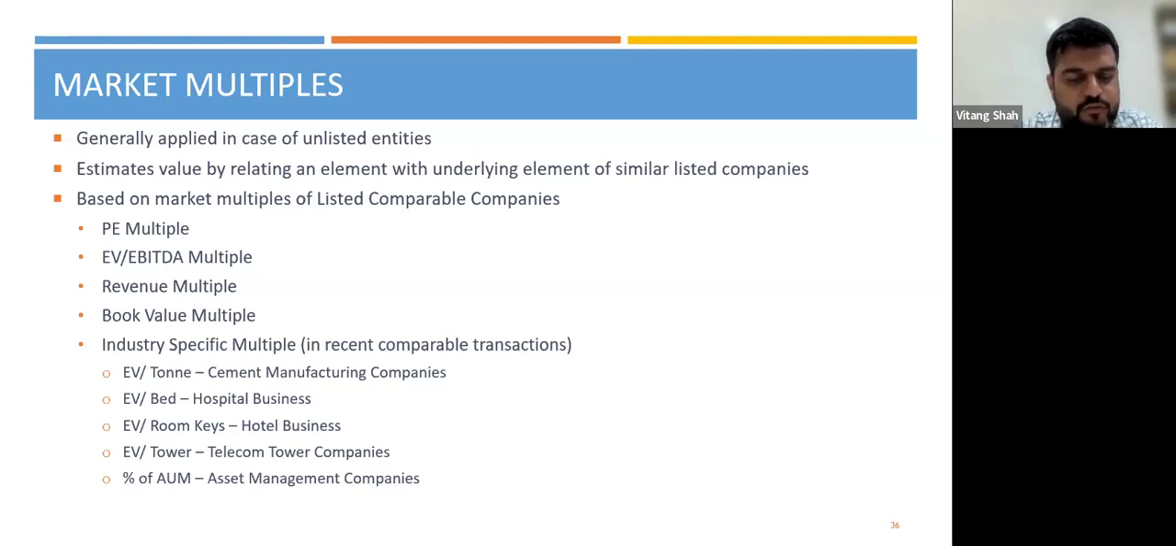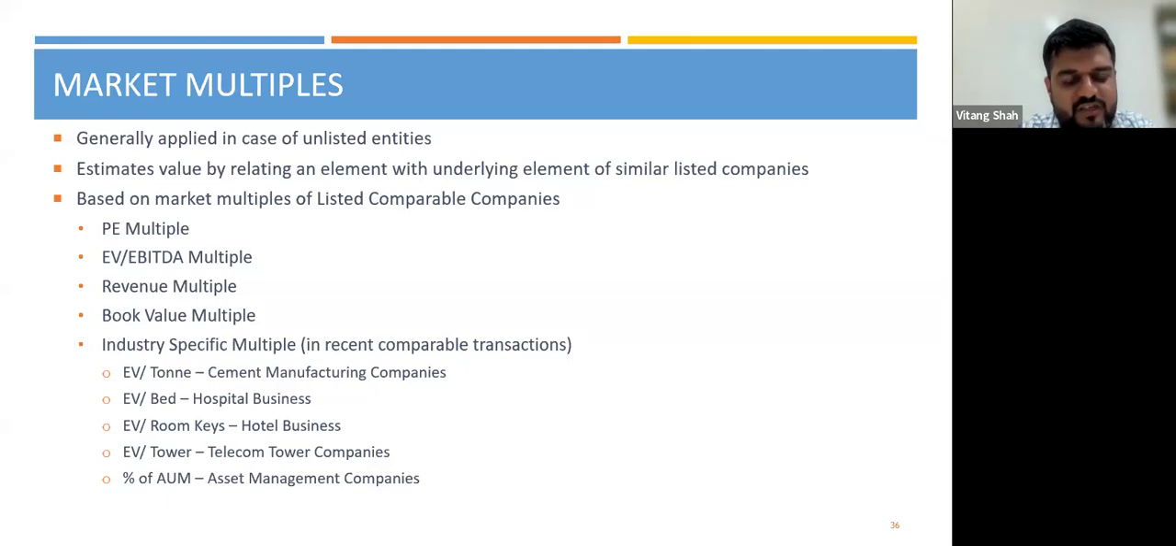And I was referring to certain specific industries which have comparable transactions recorded as per an industry-specific multiple, which is EV per ton for cement manufacturing companies, EV per bed for hospital companies, EV per room key for hotel business, EV per tower for telecom tower companies, and percentage to AUM for asset management companies.